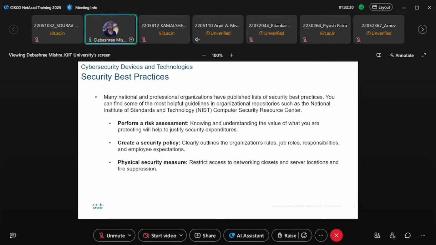Expectations means we should train the people of that organization in such a way that the employees working there can also detect threats on their own, and have some knowledge so that they can also take certain actions to secure the device or the network. The next is the physical security measures.